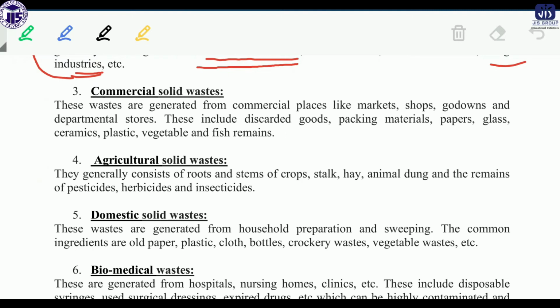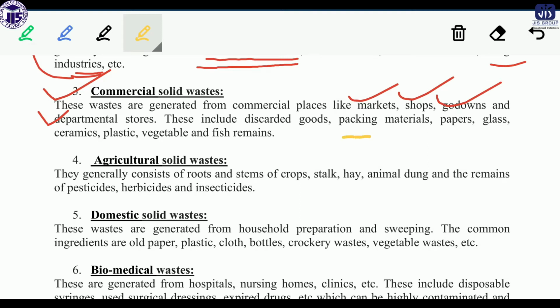Another example is commercial solid waste. Commercial solid waste means waste mainly generated from commercial places. Commercial place means it may be markets, shops, godowns, departmental stores, different kinds of commercial areas, like a shopping mall, maybe a marketplace. Okay, and there are some common examples. The common examples, or the big amount of solid waste materials from the commercial area.